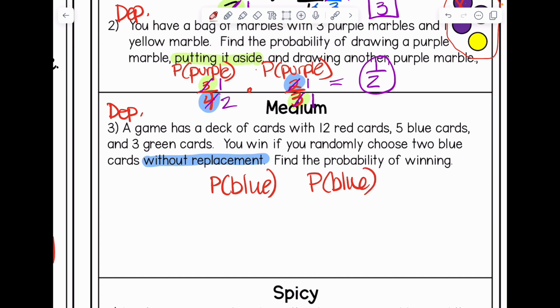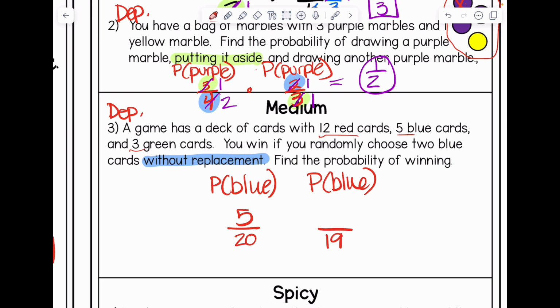So this one I'm going to have to first add up all of my cards to figure out my total. So I have 12 reds, 5 blues, and 3 greens. So altogether I have 20 possible outcomes. And so my chances of randomly drawing a blue card for that first one are 5/20. So I have a 5 out of 20 chance there. And then since I'm not replacing it, I have to think of how many cards I'm going to have back. So now I have only 19 cards, okay?